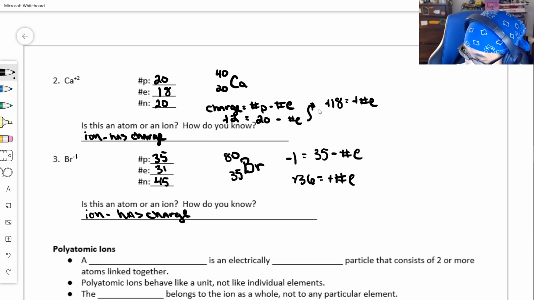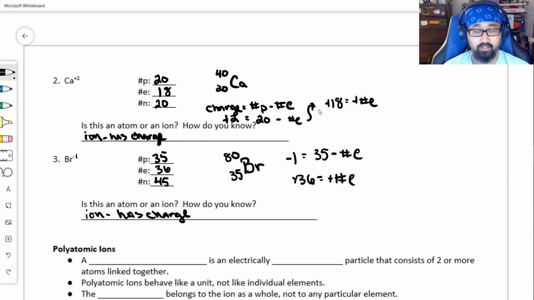is 36. You can also take that number, that charge, and do the opposite to the number of protons. The charge is minus 1. So I take that, I flip it, make it plus 1, and I do that to the number of protons. The number of protons plus 1. That's 36. Again, this makes sense because there are more electrons than there are protons, so it has a negative charge.